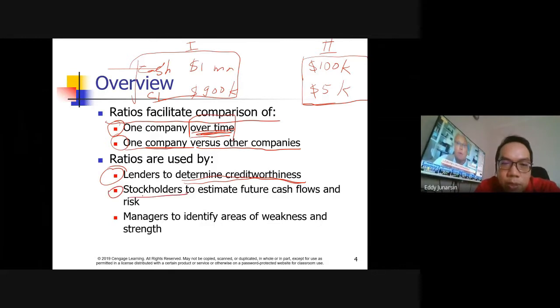Second one, we can give the information to stockholders to estimate the future cash flows and risk. Of course, by knowing the financial statements and its analysis, especially pertaining to future cash flows, the expected future cash flows, they can estimate the risk of the firm based on those information. And for management, of course, for the executives, they could identify the areas of weaknesses and strength.